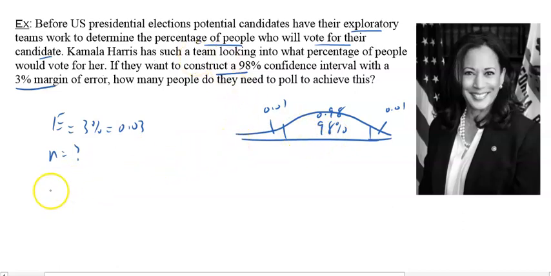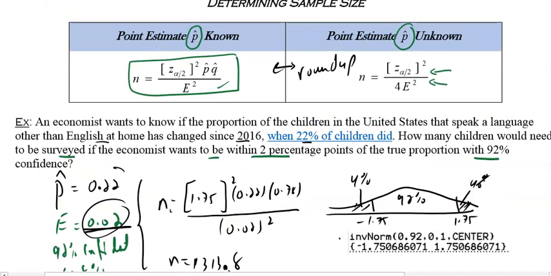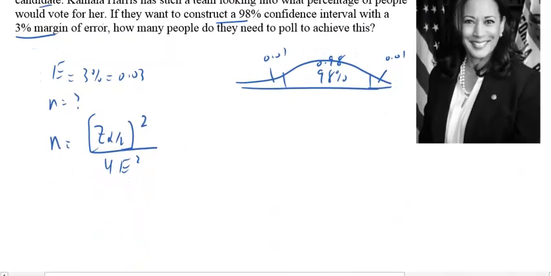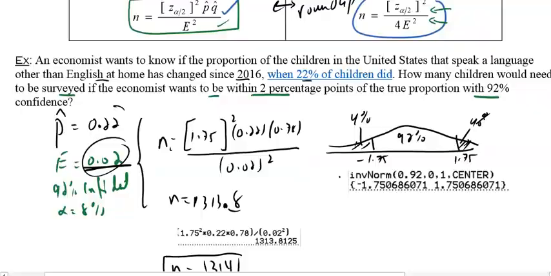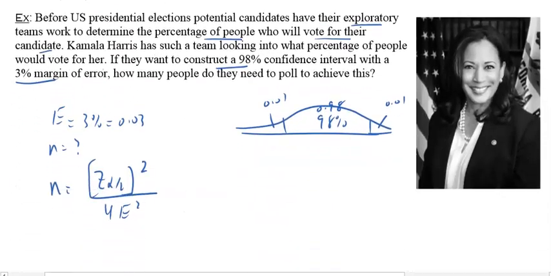this problem. So I'm going to find n equal z sub alpha over 2 squared divided by 4 times the error squared. And it's not optional. If they gave me the proportion, I must use this formula. If they didn't give me the proportion, that's the formula to use. So how does that work? And here, the assumption, if you use this formula, you're assuming that p hat is 0.50 and q hat, you don't need to know that, but I'm just telling you this in case it ever comes up for you.